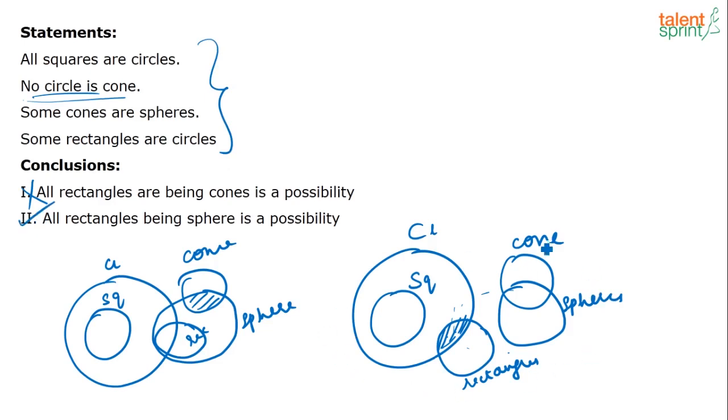Might be the second possibility is not true in the basic diagram. It is not true when I drew the basic diagram, but when I drew the diagram in a different way, right? So this is also another way of representing it. Here there is more overlapping, that's all. If I represent it this way also, it is not violating any of the given statements. So the second conclusion follows. So all rectangles being sphere is a possibility, right? The rectangle can be here. So conclusion 2 follows.